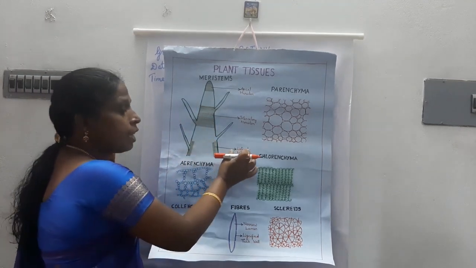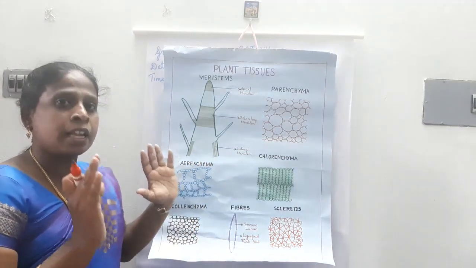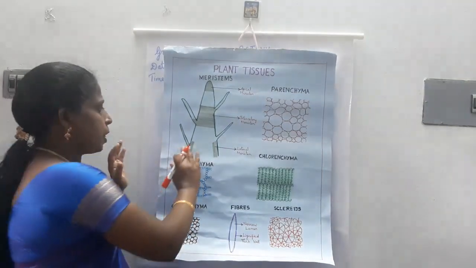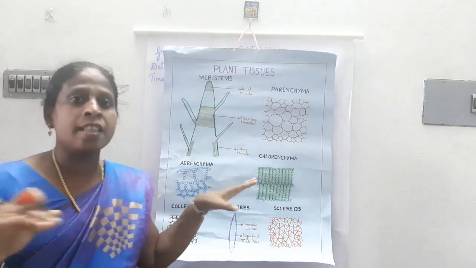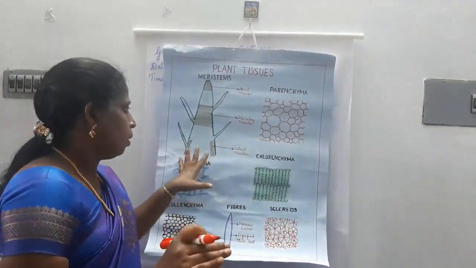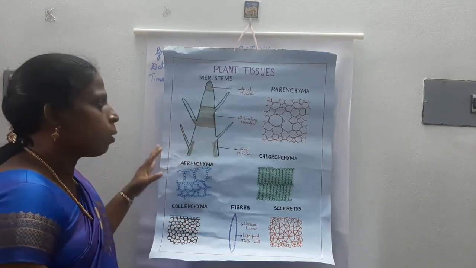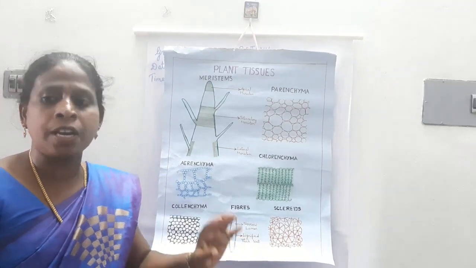The third one is the lateral meristem. What is the lateral meristem? It is present at the radial side of the stem portion, at the lateral side. It helps to increase the width of the stem. So this is about meristematic tissue. Next one is permanent tissue. This permanent tissue is mainly classified into two types.